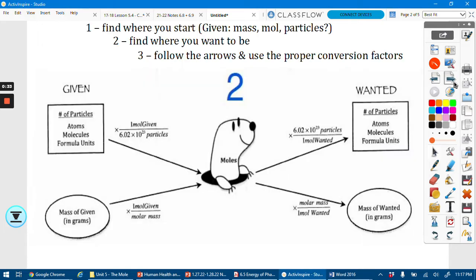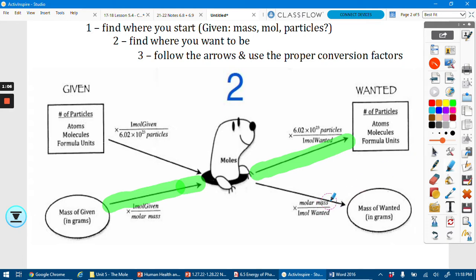So on your mole map, we're going to start looking at side 2. And on the mole map, there are 2 different pathways. So one pathway is starting down here at the bottom left at mass given, following the arrow to moles. We could convert mass to moles like we did in 5.3. Or we can also continue on to particles.